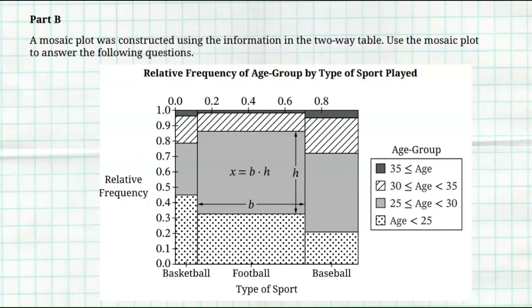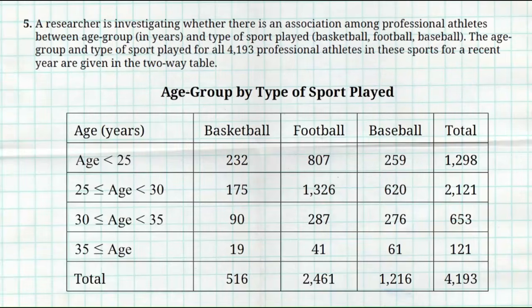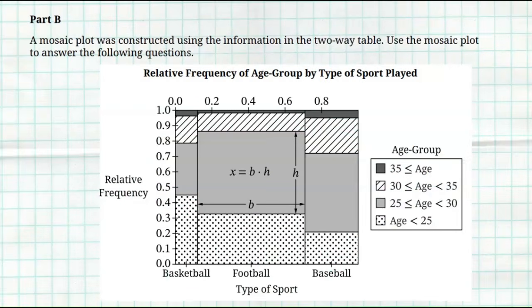But what we add here is a width, and the width corresponds to the size of that particular group. So we see back in our two-way table that we had way more football players than any other sports. That's why the football player bar is wider, because it represents a bigger proportion of total people. So that's the whole point of a mosaic plot. Now, the basketball players, this particular year, there's only 516 of them. That's why their bar was so skinny.